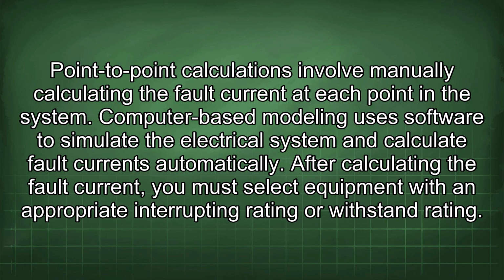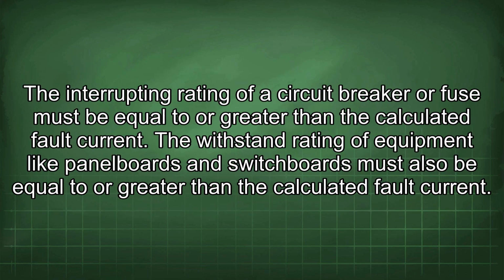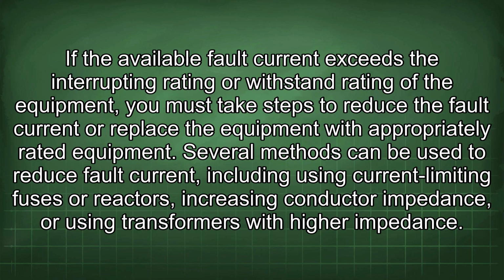After calculating the fault current, you must select equipment with an appropriate interrupting rating or withstand rating. The interrupting rating of a circuit breaker or fuse must be equal to or greater than the calculated fault current. The withstand rating of equipment like panel boards and switchboards must also be equal to or greater than the calculated fault current. If the available fault current exceeds the interrupting rating or withstand rating of the equipment, you must take steps to reduce the fault current or replace the equipment with appropriately rated equipment.